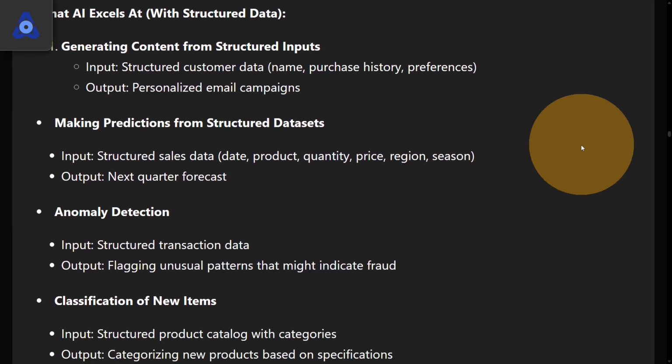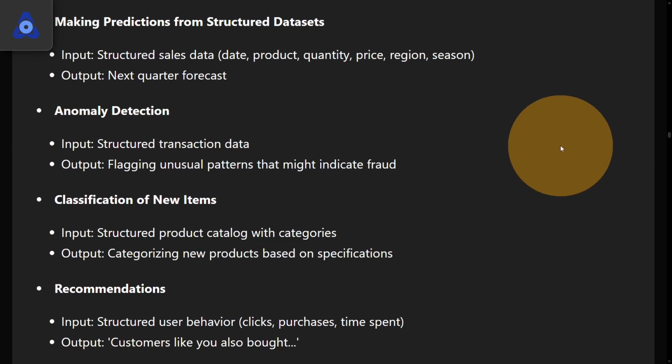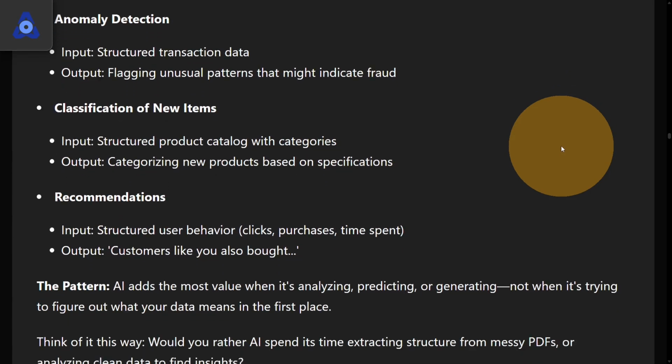3. Anomaly detection. Input structured transaction data. Output flagging unusual patterns that might indicate fraud. 4. Classification of new items. Input structured product catalog with categories. Output categorizing new products based on specifications.